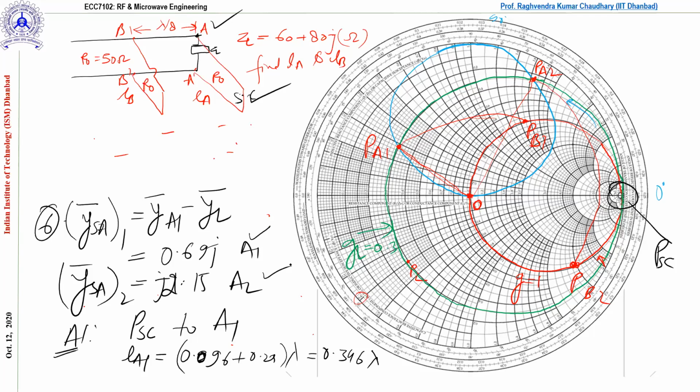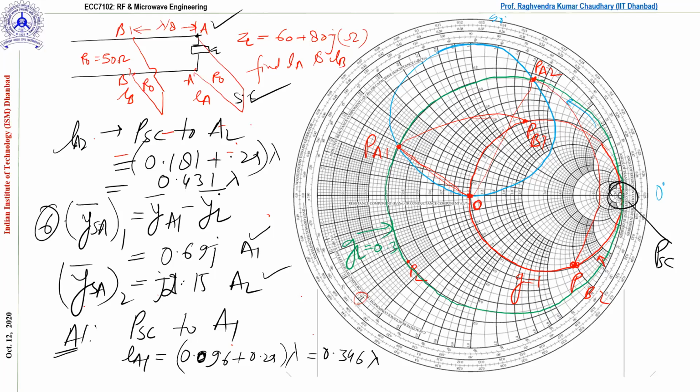And if you talk about the LA2, you have to move from PSC to A2. If you try to find this A2 and PSC, you can read the scale, and this will be 181 plus 0.25 lambda. This will be 0.341 lambda. So this is the second solution.